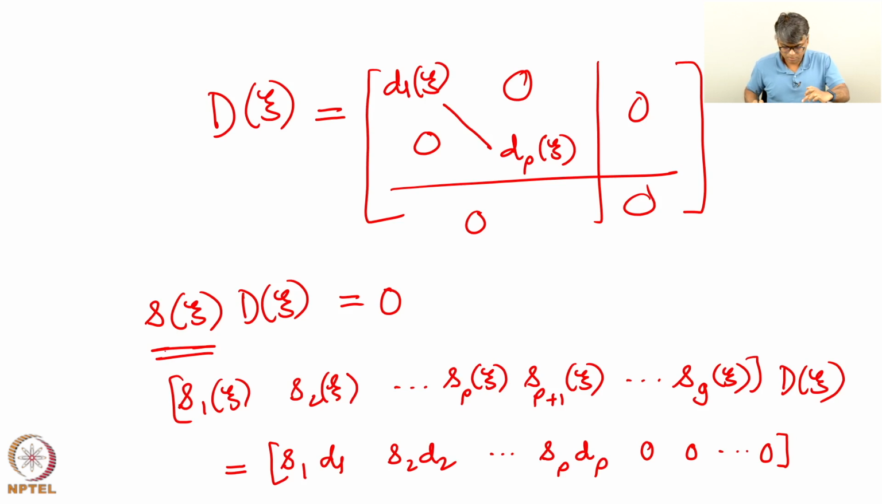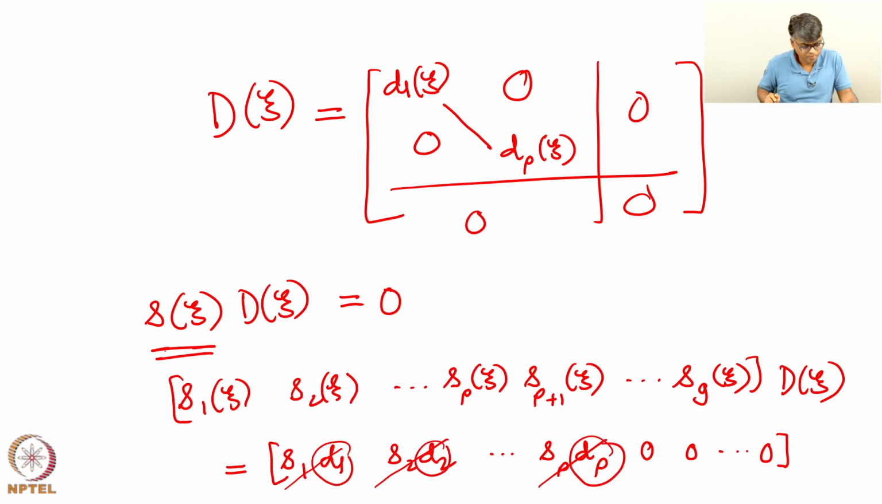I think I've written it correctly. S1 times the D1. Yes, it's fine. Right, that's how it's going to look. And this I want to be 0. Well, that means these products must be 0. But once again, these are elements of an integral domain. So if they are 0, at least one of them must be 0. And I know that these D1s are non-zero. So therefore, S1 up to S rho must be 0.